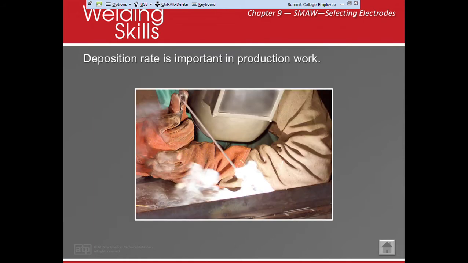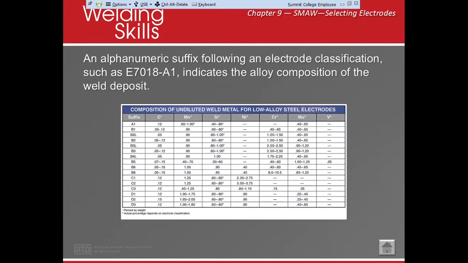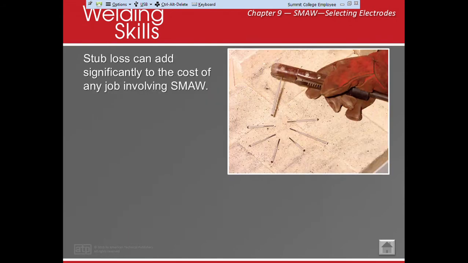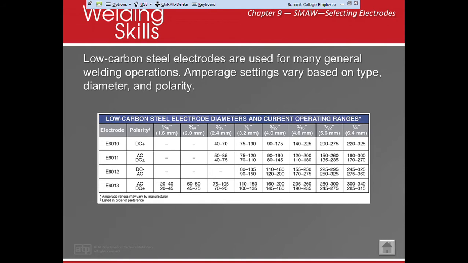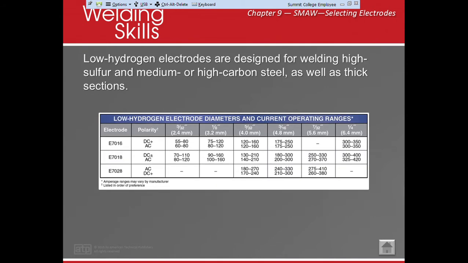We know how fast we can put the weld down is just as important as how well we can weld. We can also understand that stub loss is a big deal. Time is money, and loss of material is money as well. If we put the diameter of our electrode into a decimal, we can create a ballpark for 90% of the rods that we look at.